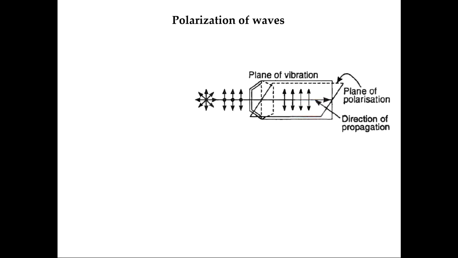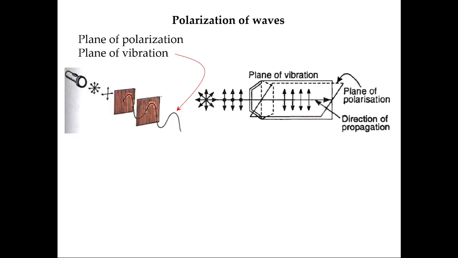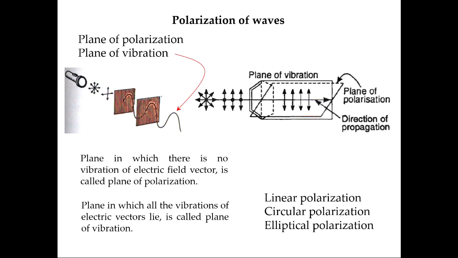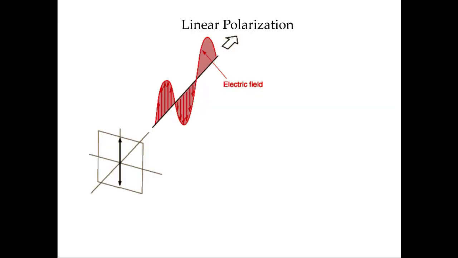In a polarized light wave, the plane in which the electric vectors vibrate is known as the plane of vibration, and the plane in which the vibrations of electric vectors are suppressed or removed is known as the plane of polarization. So the plane of polarization and the plane of vibration are perpendicular to each other. The polarization can be classified in three classes, namely linear polarization, circular polarization, or elliptical polarization. The polarization which we have studied till now is linear polarization.